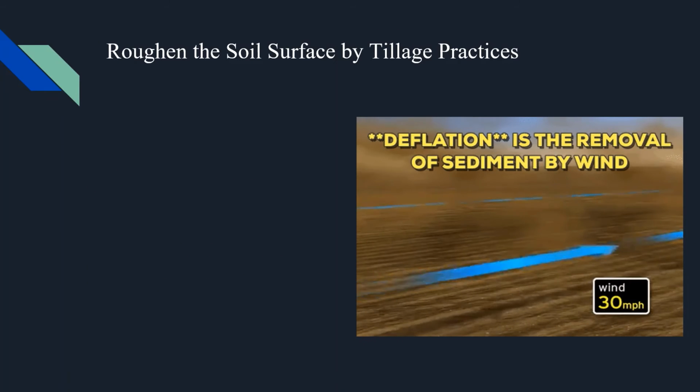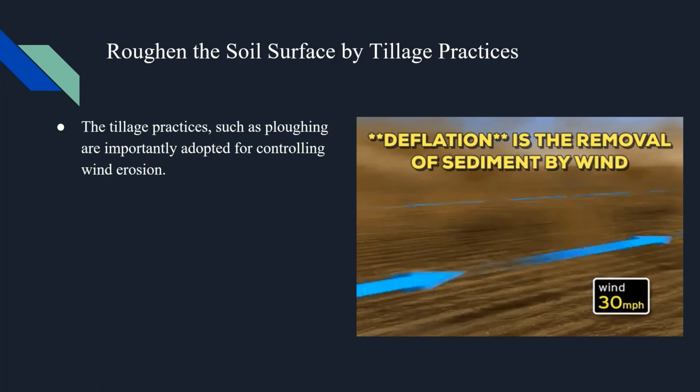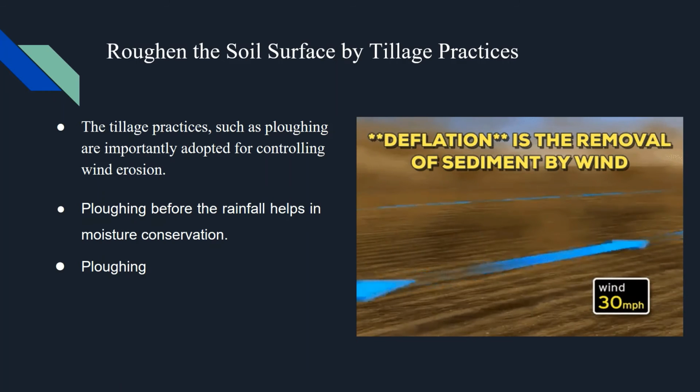Roughen the soil surface by tillage practices. Tillage practices such as plowing are commonly adopted for controlling wind erosion. This practice should be carried out before the start of wind erosion. Plowing before the rainfall helps in moisture conservation.